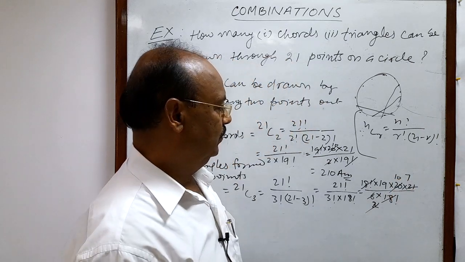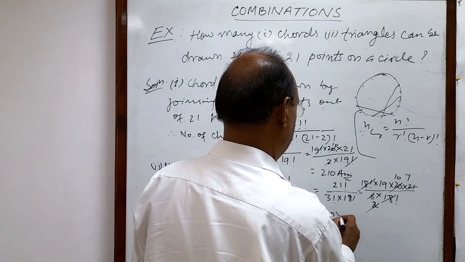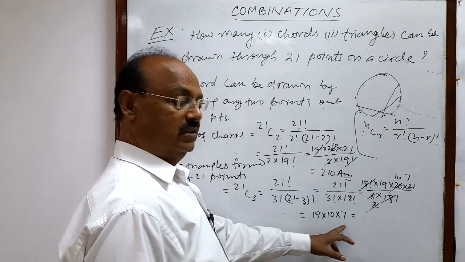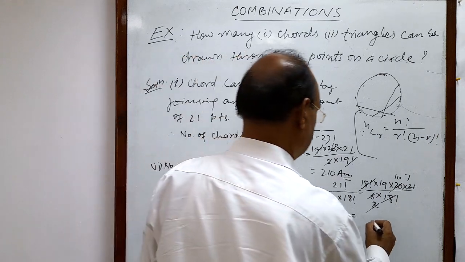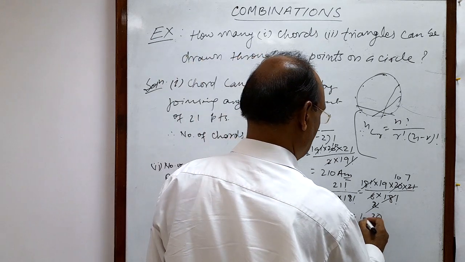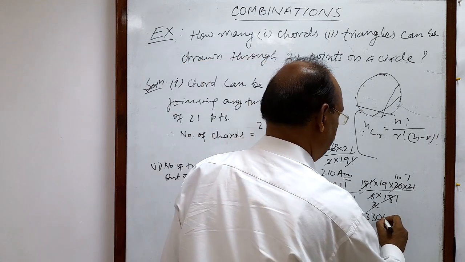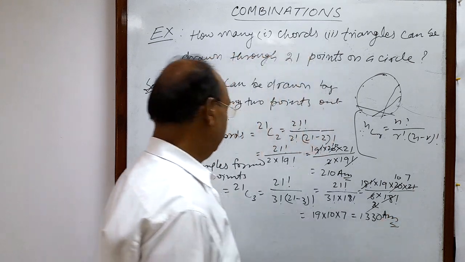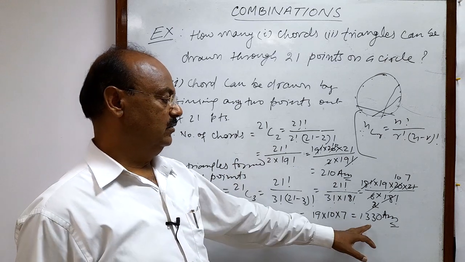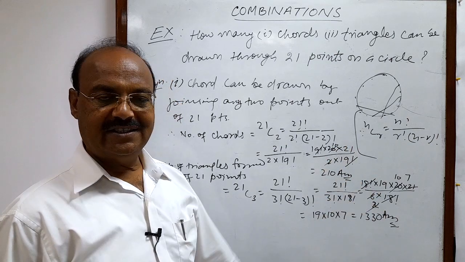By multiplying here 19 and 10 and 7, how much is this equal to? We are getting the answer by multiplying: 1,330 triangles can be formed. So the number of triangles formed out of 21 points is equal to 1,330. Correct? The question is very interesting, very simple.